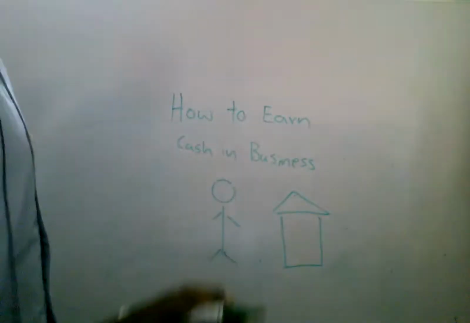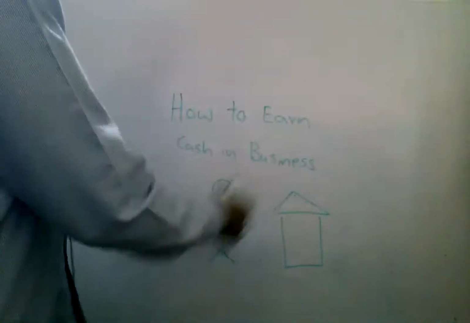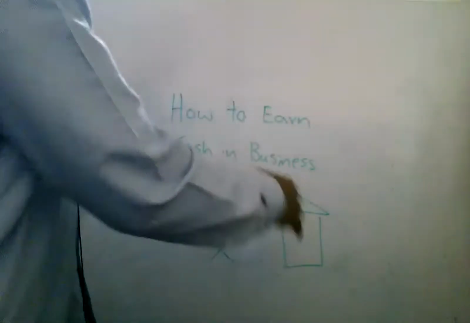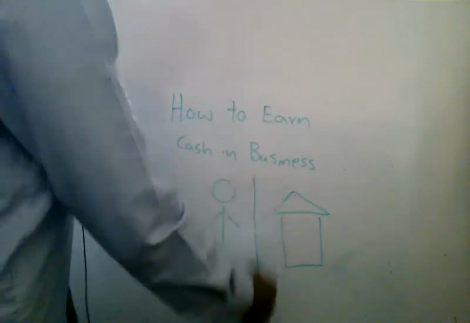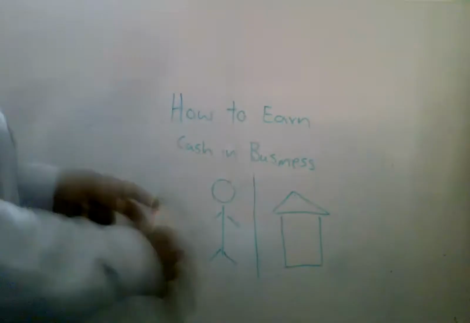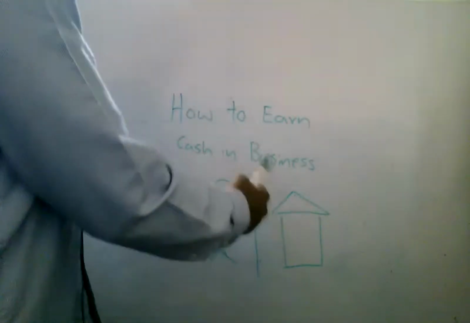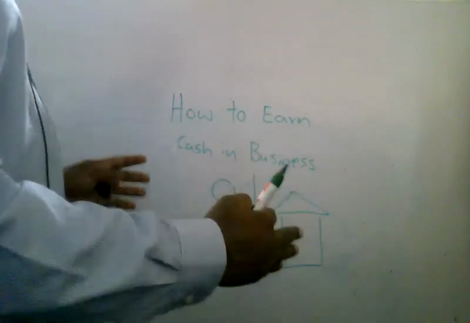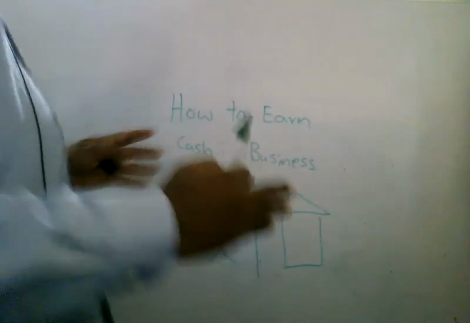At the initial stage, you have to think of this businessman and this business, or the premises, as different units. There is a demarcated line between these two. These are separate units. You have to remember that first. I will explain further.